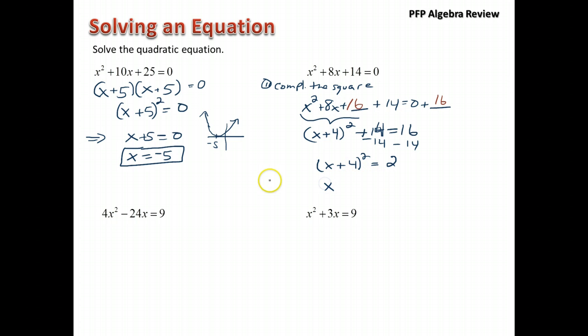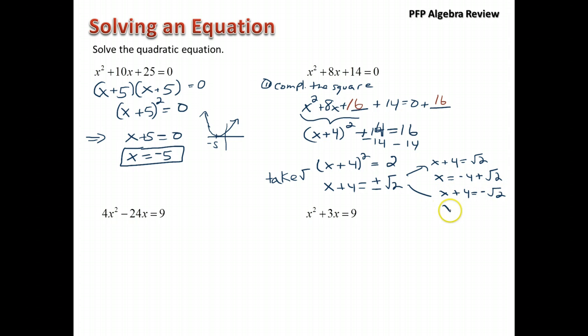And so when we take the square root, we're going to have x plus 4 being plus or minus root 2. On the one hand, x plus 4 is root 2, so x is negative 4 plus root 2. On the other hand, x plus 4 is negative root 2. So x is negative 4 minus root 2. And those are our two answers. That's solving by completing the square.